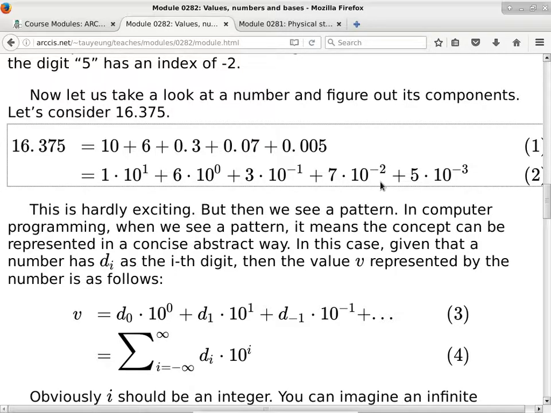Okay? 10, by the way, is a terrible base. I'll tell you why it is a terrible base later on, when we get to addition, subtraction, and stuff like that. So 10 is the common base, and this is a multi-digit number. 16.375 has got 5 digits.